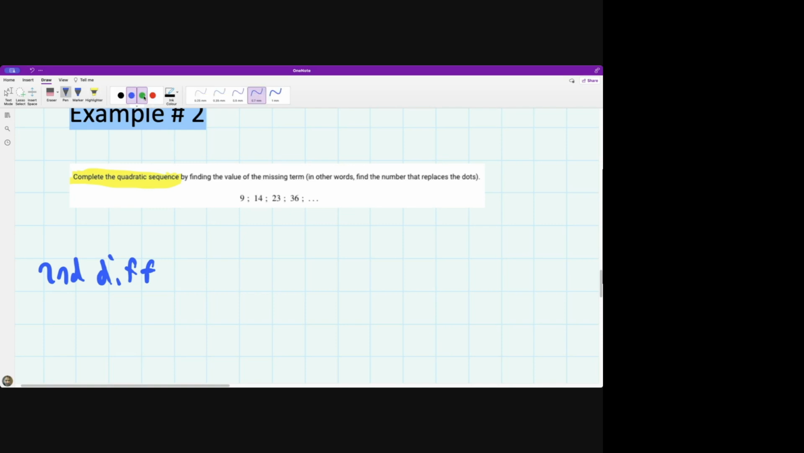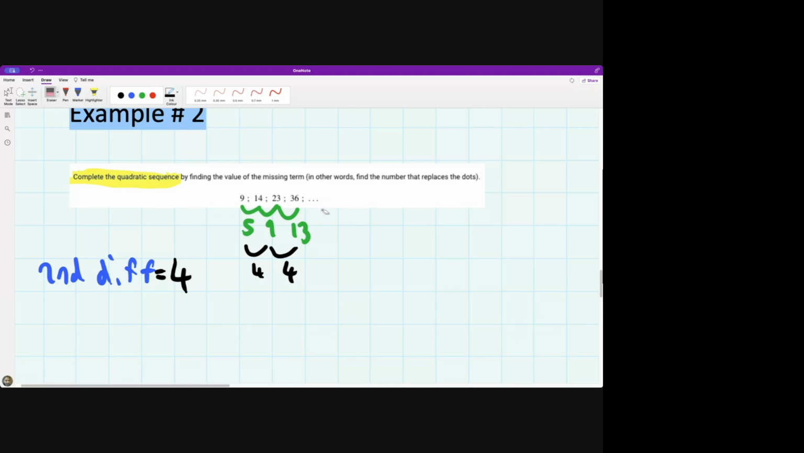Let's have a look. So I'm going up by 5, up by 9, up by 13, and then I'm going up by 4, and then I'm going up by 4. So the second difference is 4. Okay, now, ladies and gentlemen, even though we don't know the formula, we need to figure out what is the next number in this quadratic sequence or quadratic number pattern.